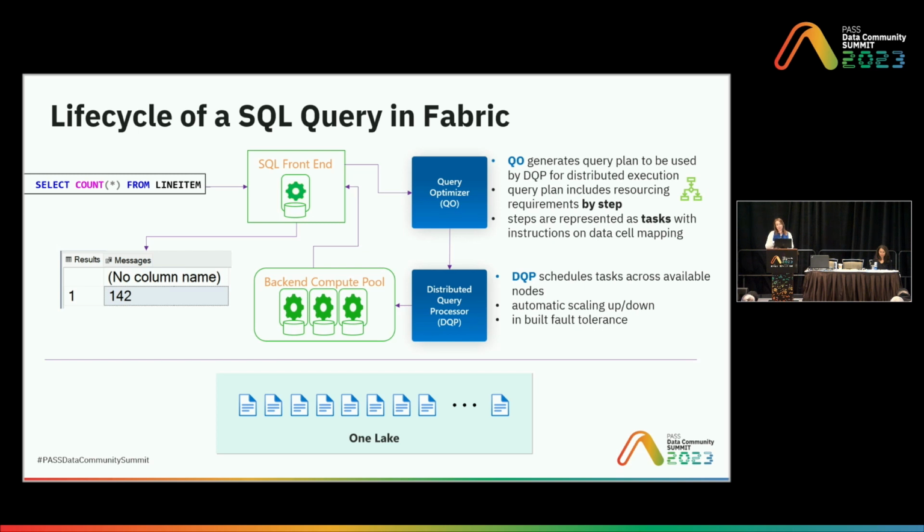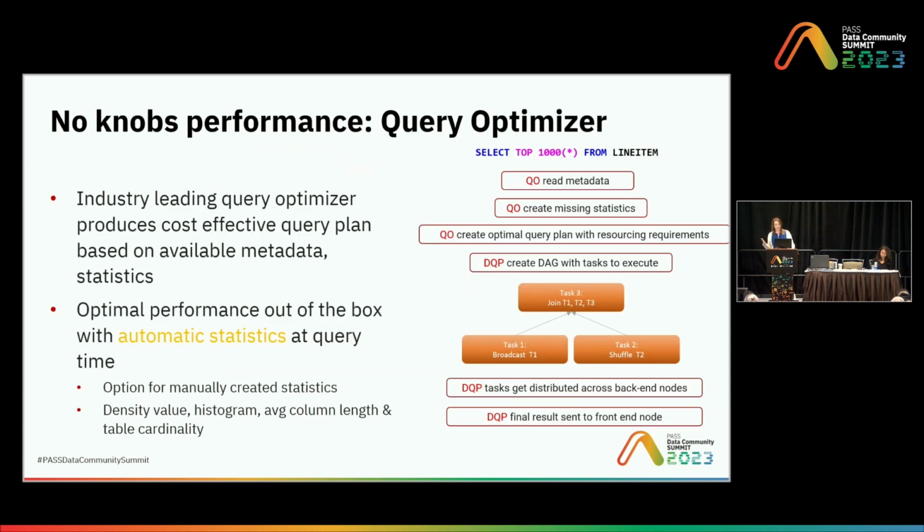But it doesn't stop there. It actually breaks the query down into tasks, and then it sends it to our distributed query processor to go and execute those tasks over all of the available compute nodes that we provisioned for you. That's basically how the query goes from the query optimizer through to the distributed query processor. The DQP, or the distributed query processor, is basically responsible for scheduling those tasks. So the query gets broken down into these tasks, and these tasks get distributed across the various nodes that are available for you. And then, of course, the results get consolidated, get sent back to the front end, and your result is returned. So that's basically how we execute your SQL query.